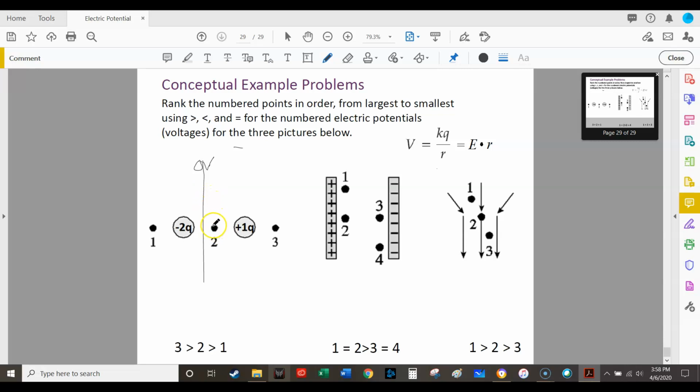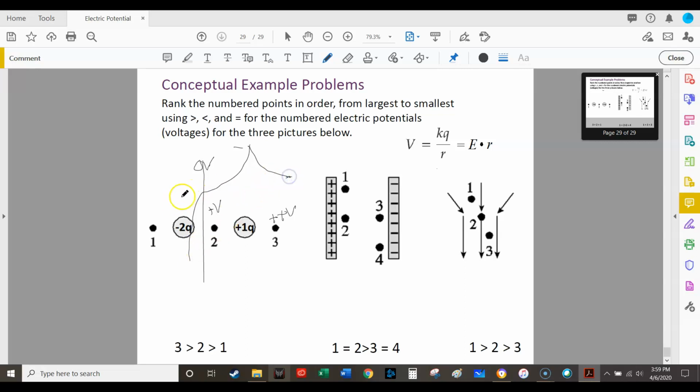And that means to the right, this is going to be a positive voltage. 2 is probably a positive voltage, but because you have this negative 2Q here, even though it's equidistant to 3, this negative 2Q is dropping the voltage at 2. And then we have a high positive, which is going to be a much higher peak. So it would look like dropping off to here, and this one is dropping off to 0, and then it's going further down underwater here.